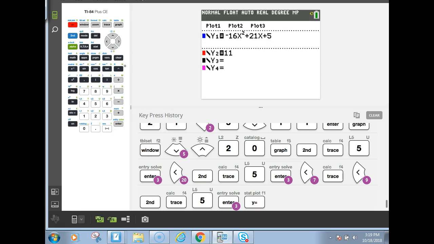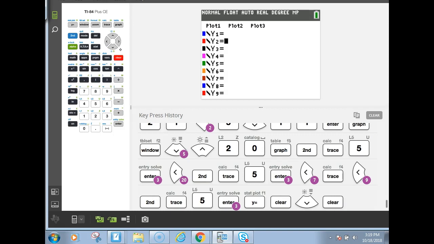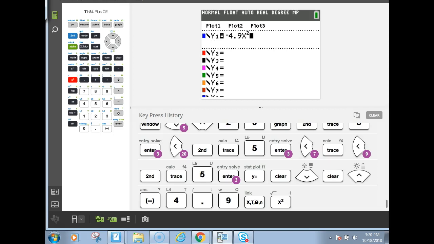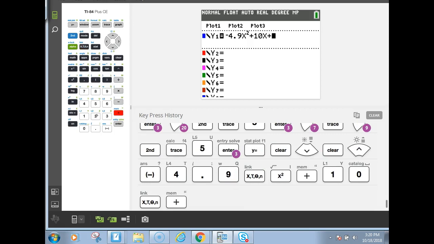Negative 4.9 x squared. Let's see. Our initial velocity, was that the 10? And initial height, 20. Okay, so let's hit graph.